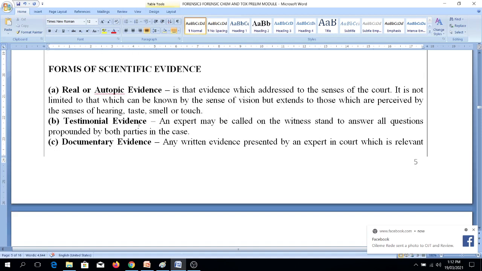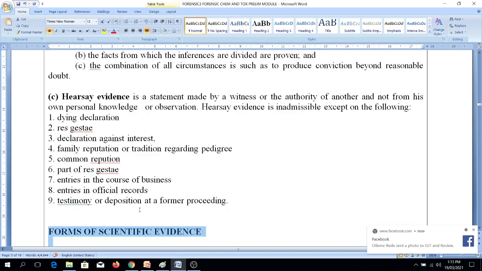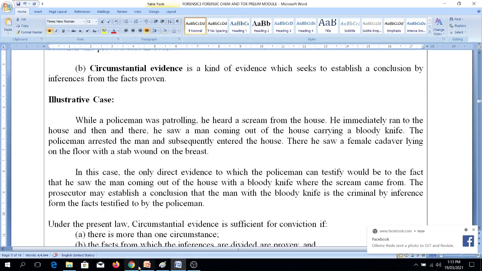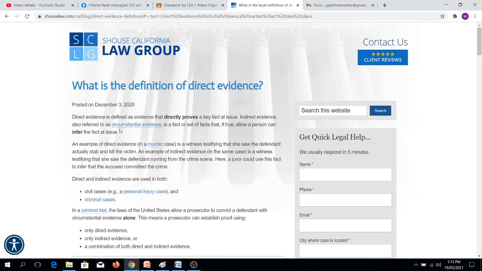Okay? So now, before proceeding to the various forms of scientific evidence, okay, so let us first expound more about the evidence. Okay, so sa giingon dere, that a direct evidence is defined as evidence that directly proves a key fact at issue. So I will give you another good example of a direct evidence.